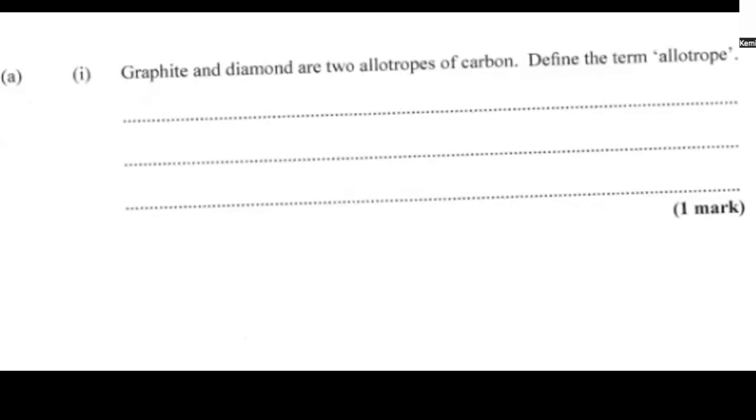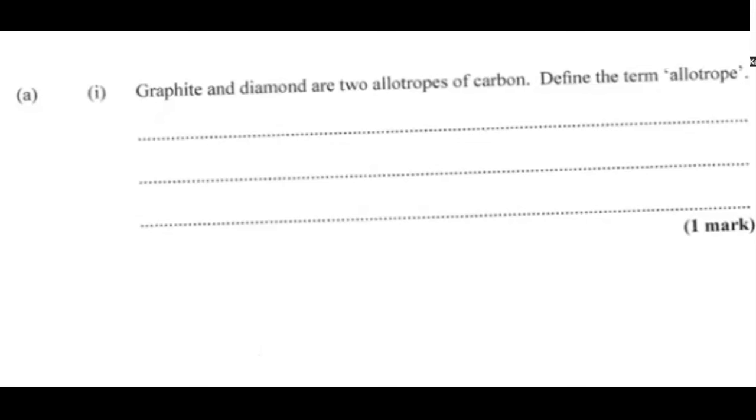So we're at number 4. Graphite and diamond are two allotropes of carbon. Define the term allotrope, not allotropy or allotropes. So this would be each of two or more different physical forms that an element can exist in.